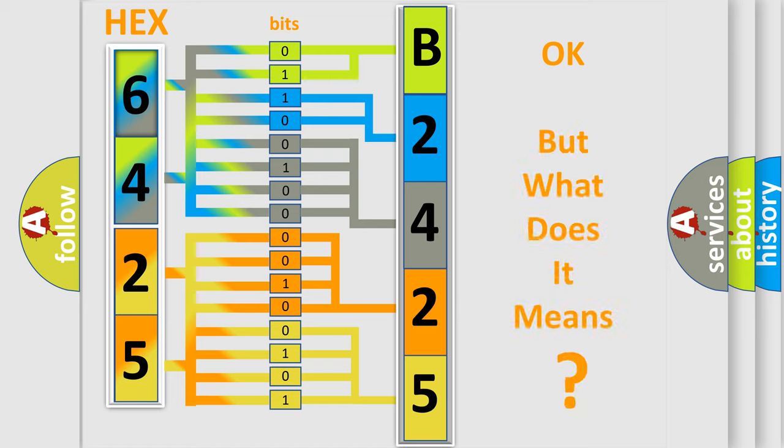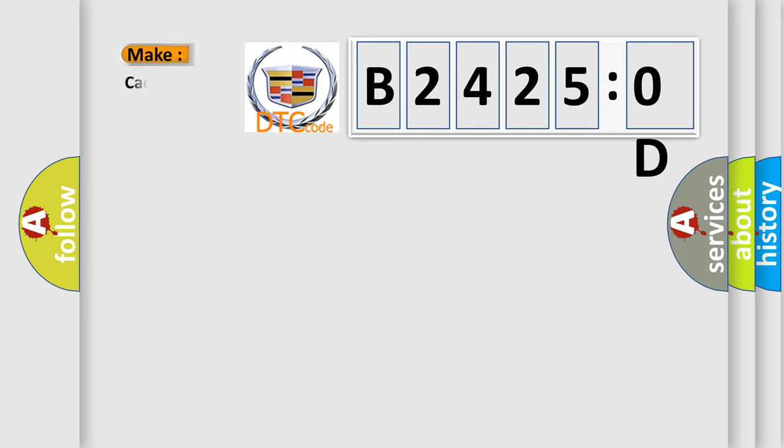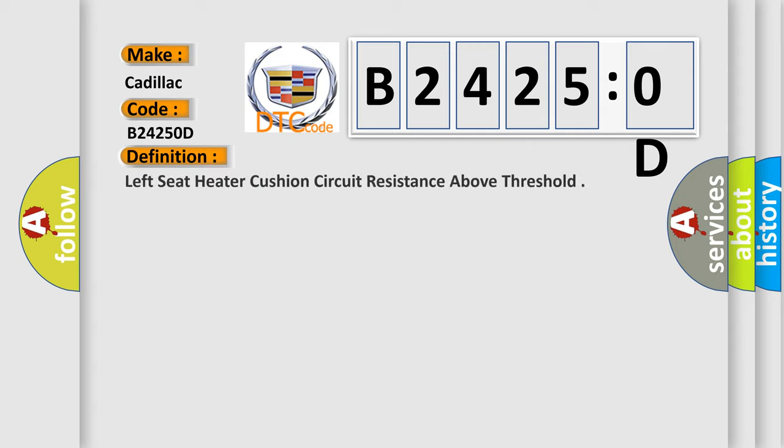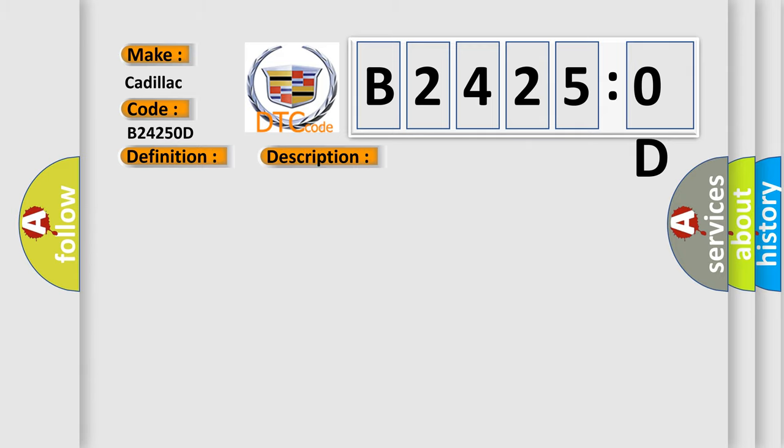The number itself does not make sense to us if we cannot assign information to what it actually expresses. So, what does the diagnostic trouble code B2425-0D interpret specifically for Cadillac? The basic definition is: left seat heater cushion circuit resistance above threshold. And now this is a short description of this DTC code.